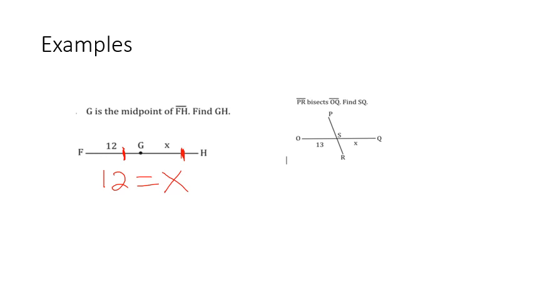In the second example, PR is the bisector, and S is the midpoint. So that means that the two pieces are the same length. This piece and this piece, 13 equals X.